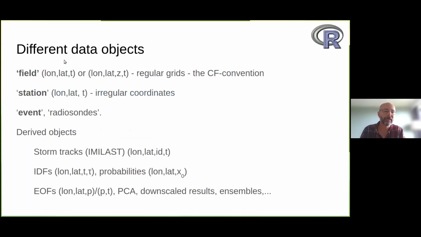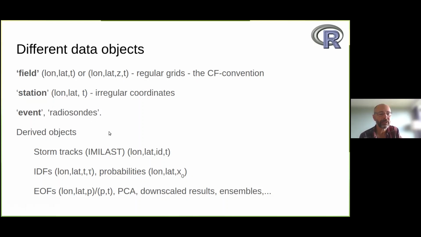So in the ESD package, we have the field, we have station, and we have events, and also now we have radiosondes. These are the basic observable types. Fields are basically regular grids, and this follows the CF convention. Stations are a group of stations scattered in irregular coordinates. And the event is when you have a storm someplace that is moving, not in a fixed place, but takes place at some time.